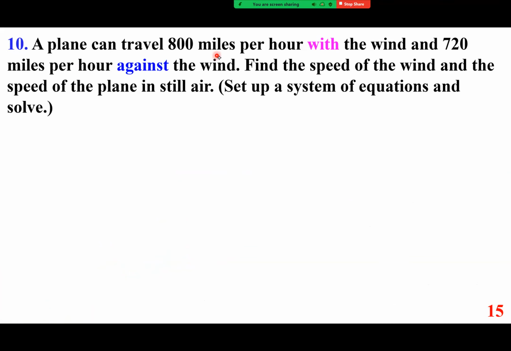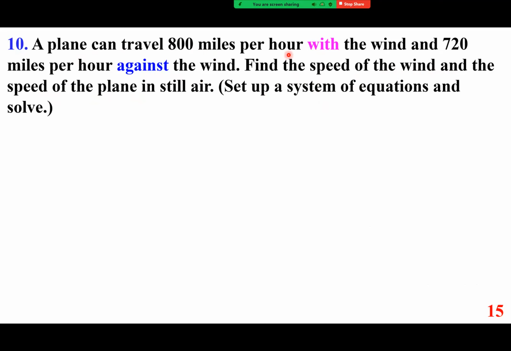A plane can travel 800 miles per hour with the wind and 720 miles per hour against it. Find the speed of the wind and the speed of the plane in still air. As you know, when we go in the same direction as the air or even current, their speed will be added to our speed. If we go against them, they work against us.